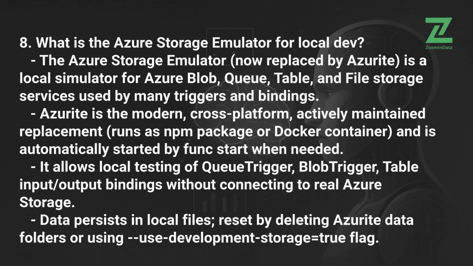Azurite is the modern, cross-platform, actively maintained replacement, runs as npm package or Docker container, and is automatically started by func start when needed. It allows local testing of queue trigger, blob trigger, table input, output bindings without connecting to real Azure storage. Data persists in local files, reset by deleting Azurite data folders or using the UseDevelopmentStorage=true flag.